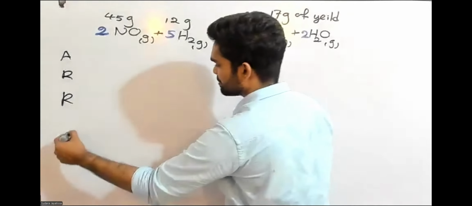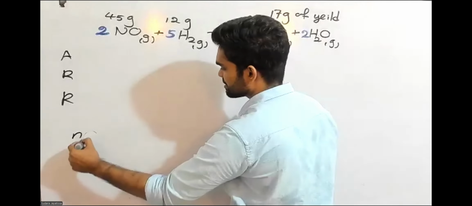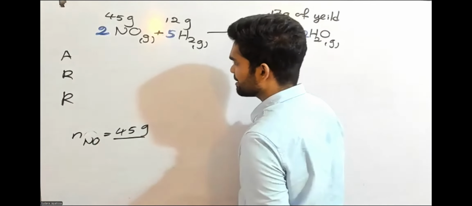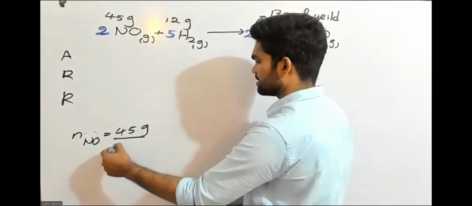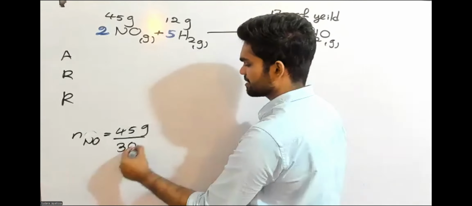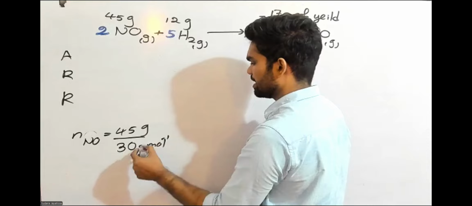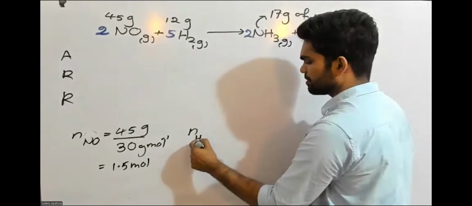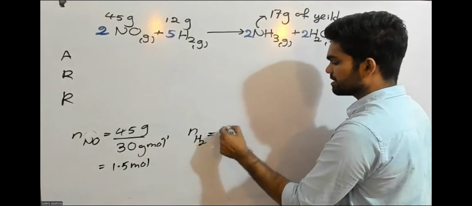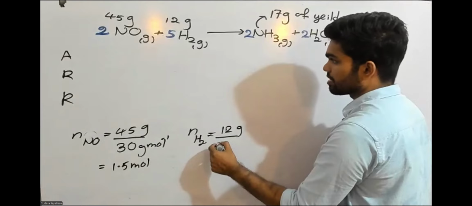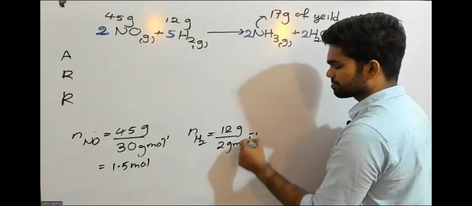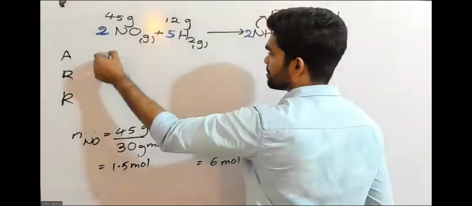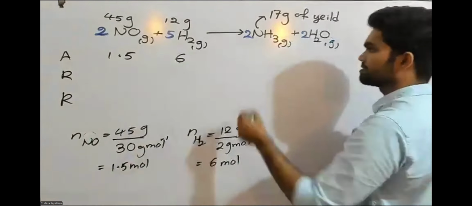First of all, in this method, we need to find the moles. So let's get the moles of NO. 45 grams divided by the NO molar mass, which is 30, because 14 plus 16, 30 grams per mole. So you'll have 1.5 moles. Then we can get the moles of hydrogen. You have to divide this 12 grams by 2 grams per mole. Then it will be 6 moles. Here you have 1.5 moles, and here you have 6 moles added.